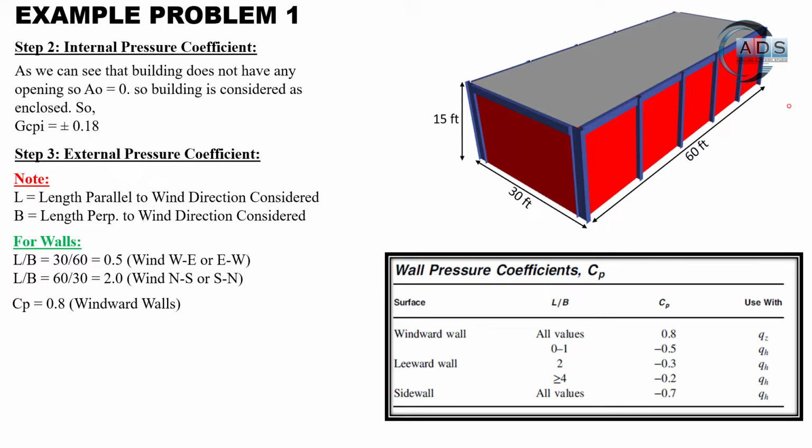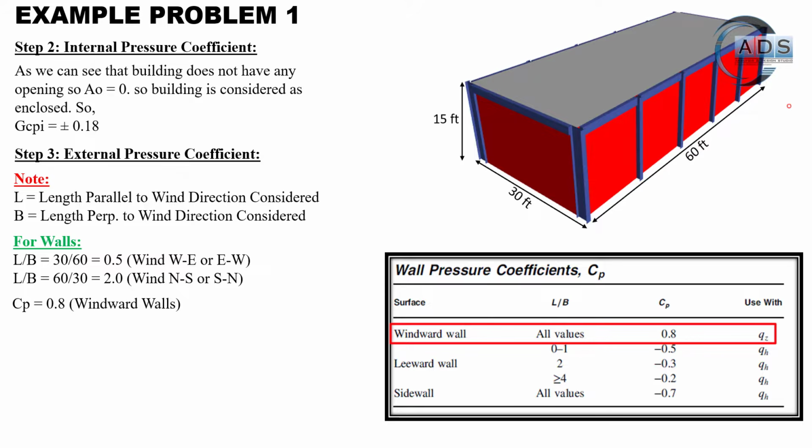So the CP value for the windward wall is 0.8 because it is not dependent upon the length over breadth ratio. In the last column, we can see that it is written use with. So this CP value for the windward wall will be used with QZ. In our case, QZ and QH are equal, but they may not necessarily be equal all the time. So that is why it is mentioned here that for the windward wall, use QZ.